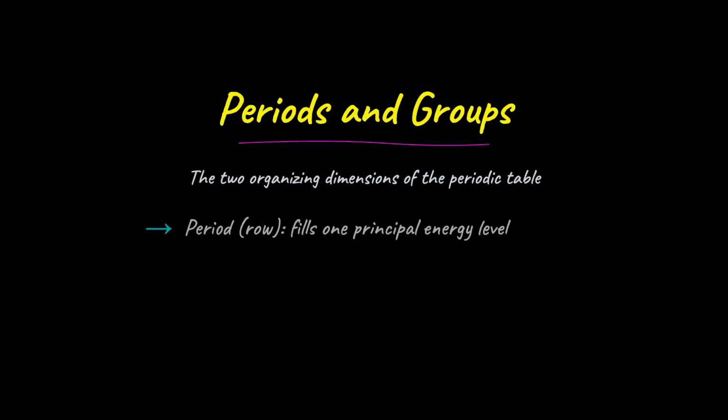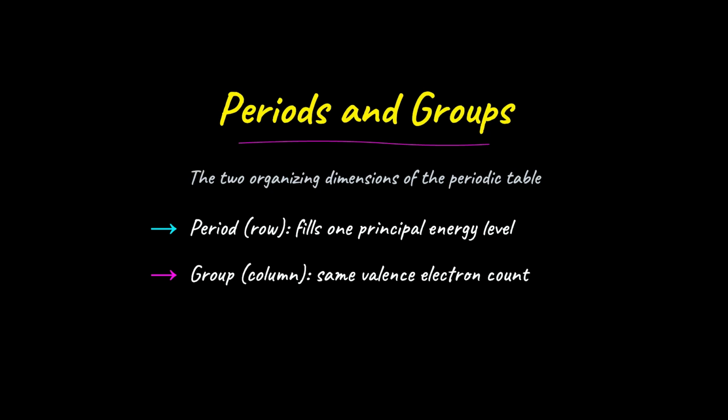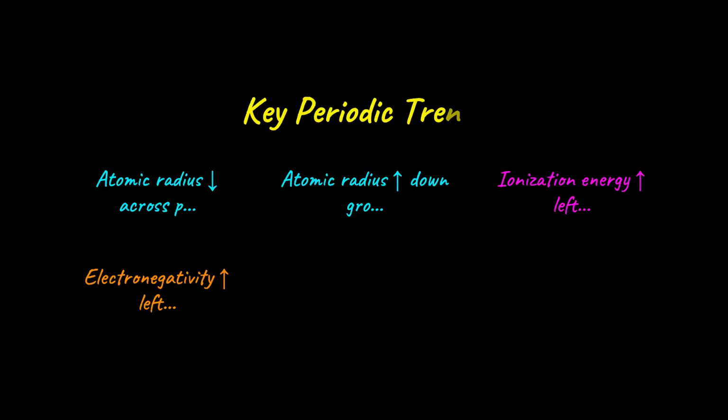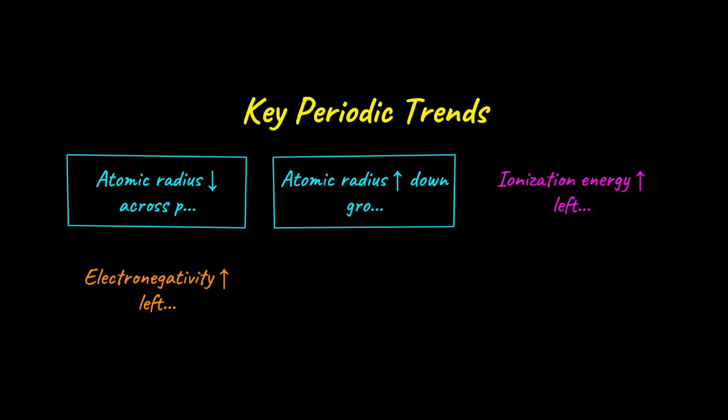Each horizontal row, or period, corresponds to filling a principal energy level. Each vertical column, or group, contains elements sharing the same valence electron configuration and therefore similar chemical behavior. Atomic number ordering exposes systematic trends. Atomic radius decreases across a period as rising nuclear charge pulls electrons inward, and increases down a group as new electron shells are added.